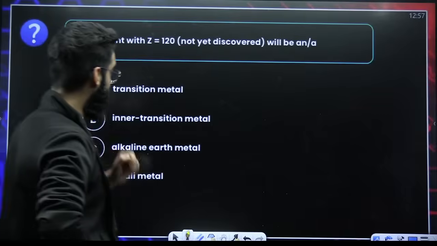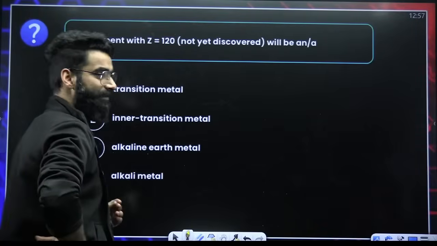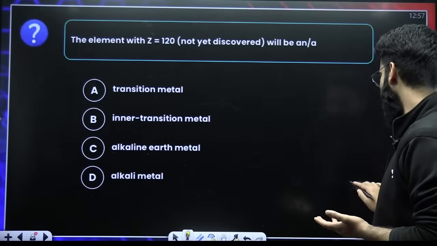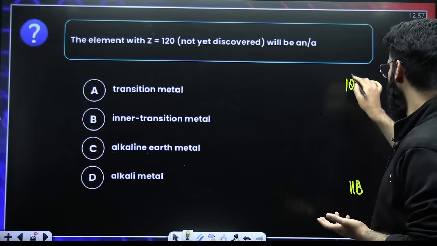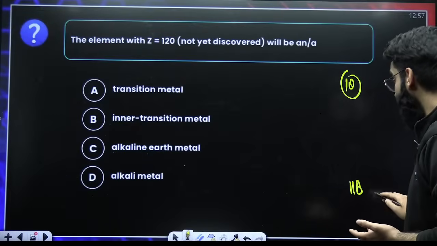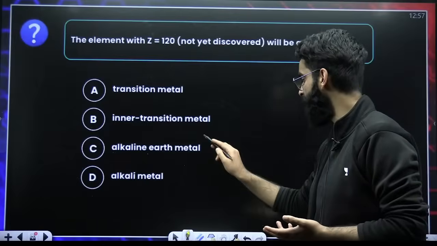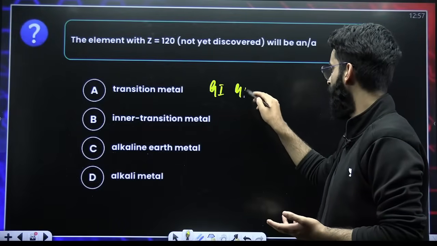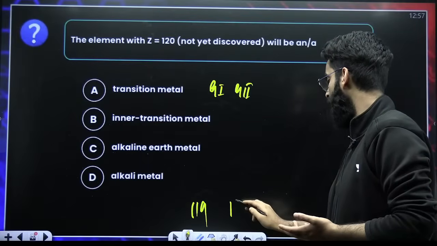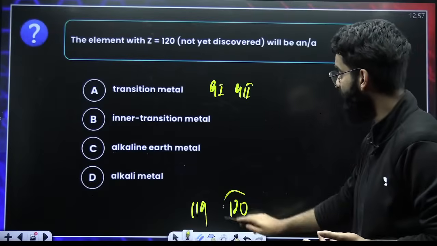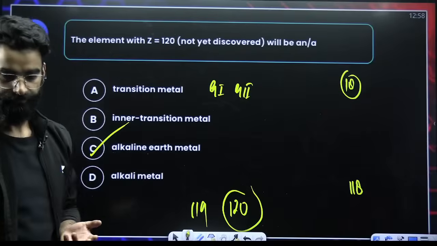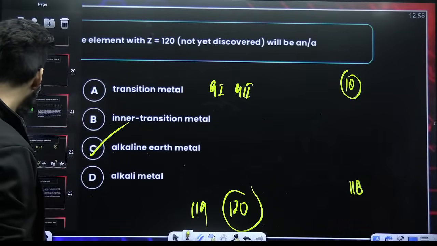The element with atomic number Z equal to 120, not yet discovered, will be... See, we have 118 elements till now, and that 118th element is a noble gas present in group 18. So the 119th will be in group 1, and 120 will be in group 2. Group 2 means alkaline earth metals. Right, guys?